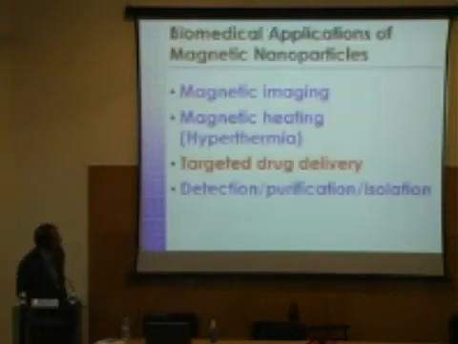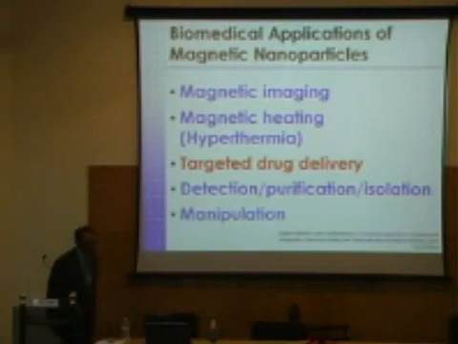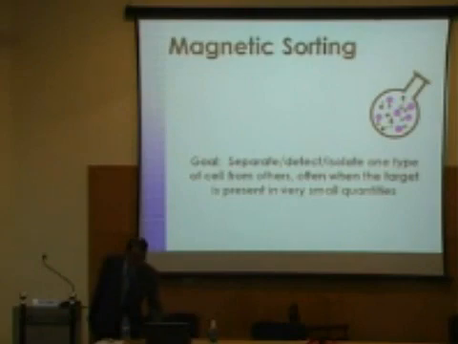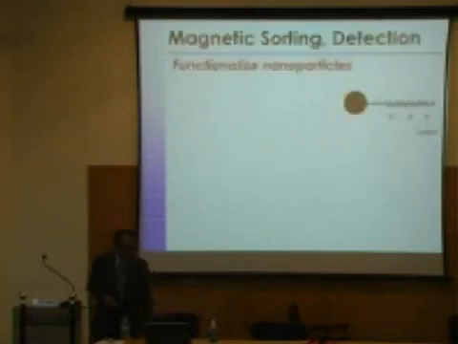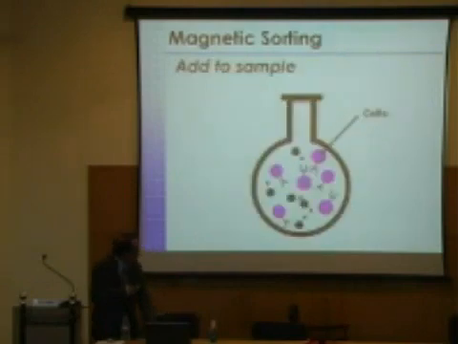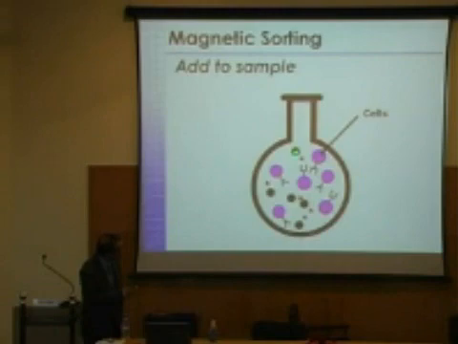Magnetic imaging, magnetic heating, targeted drug delivery, these are all very important things that are coming up right now. And magnetic sorting, for example, you can take a magnetic nanoparticle right here, you functionalize it with a group, and you can take these functionalized magnetic nanoparticles, put them into cells that have different types of things, and these nanoparticles selectively pick up those cells that have that functional group compatibility.